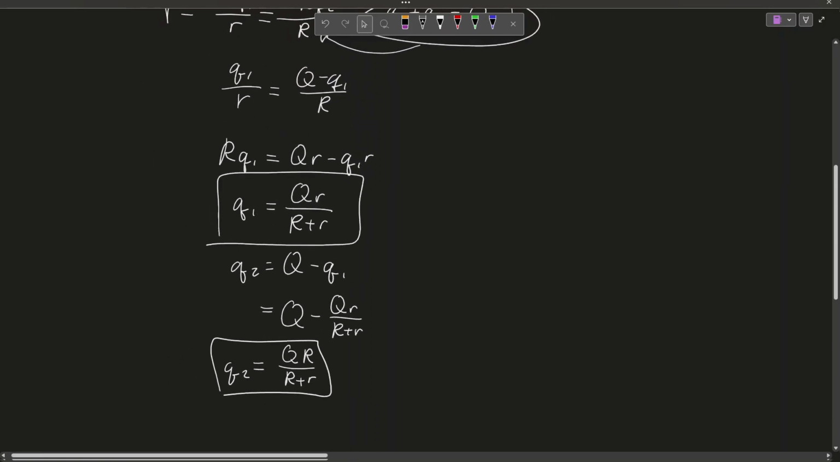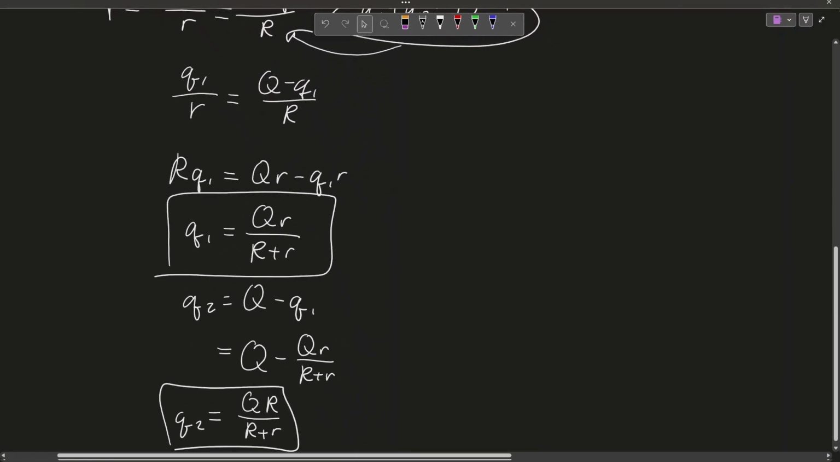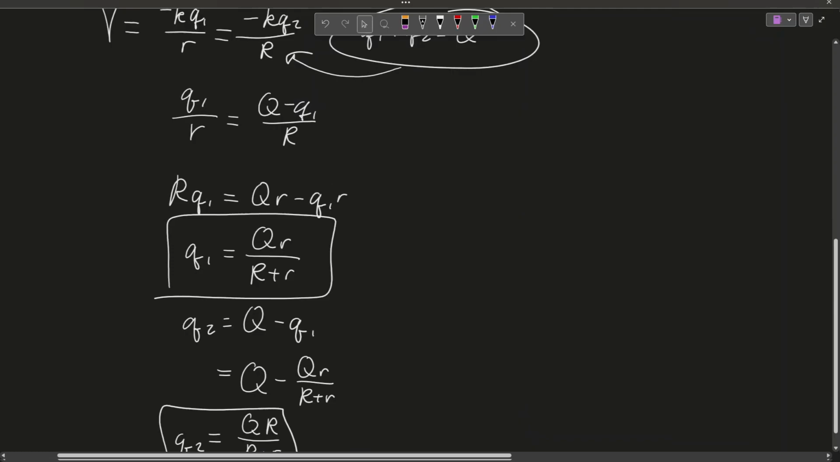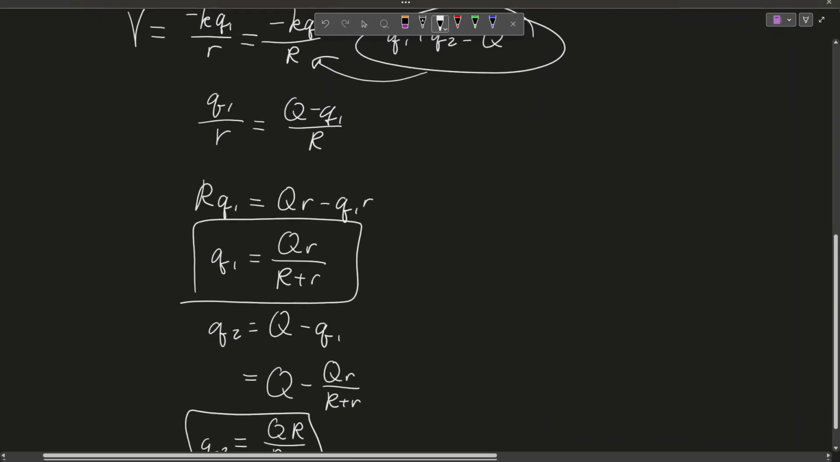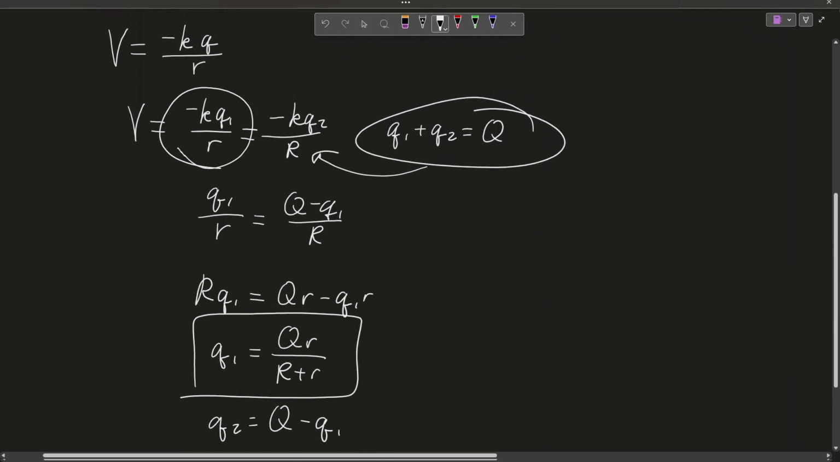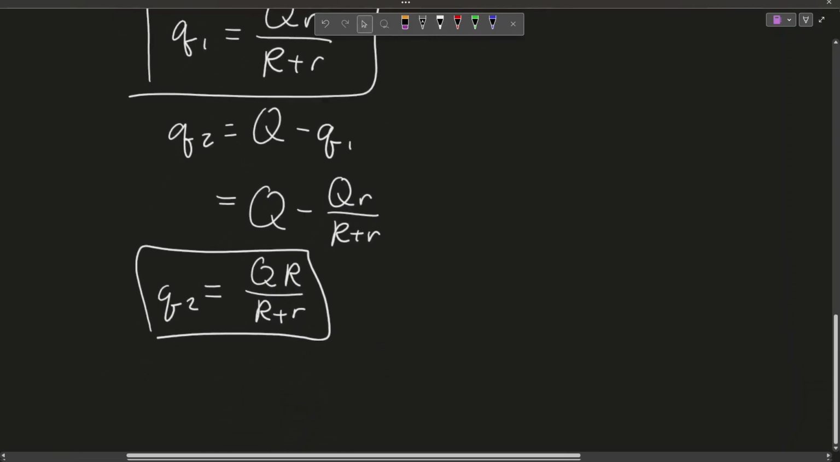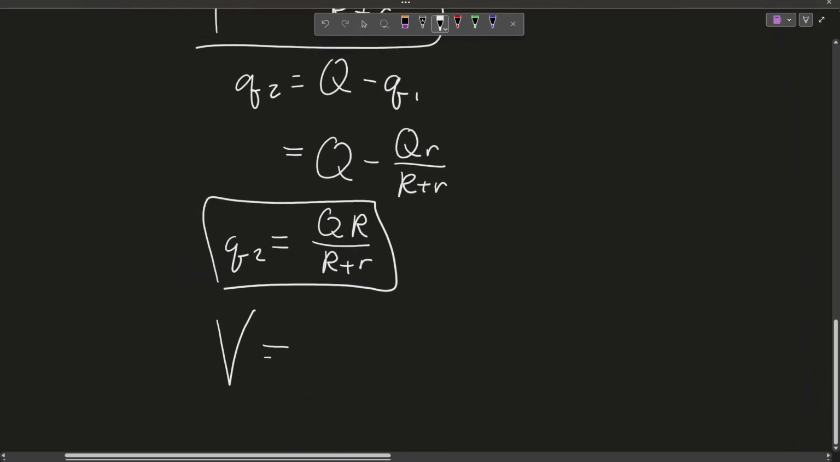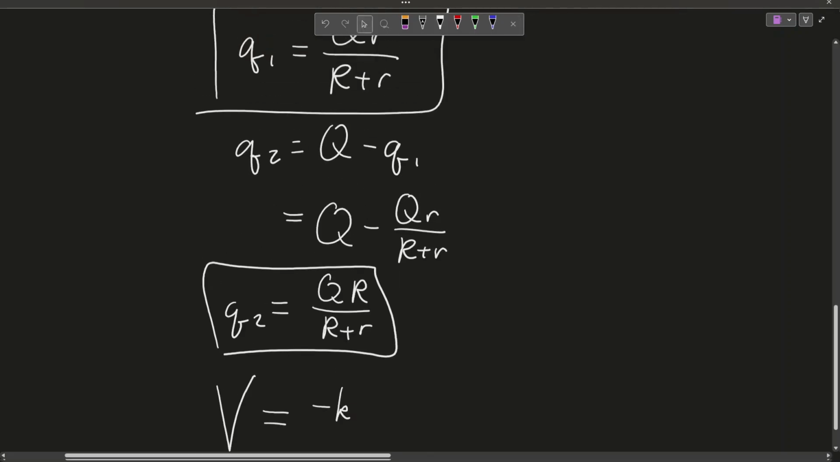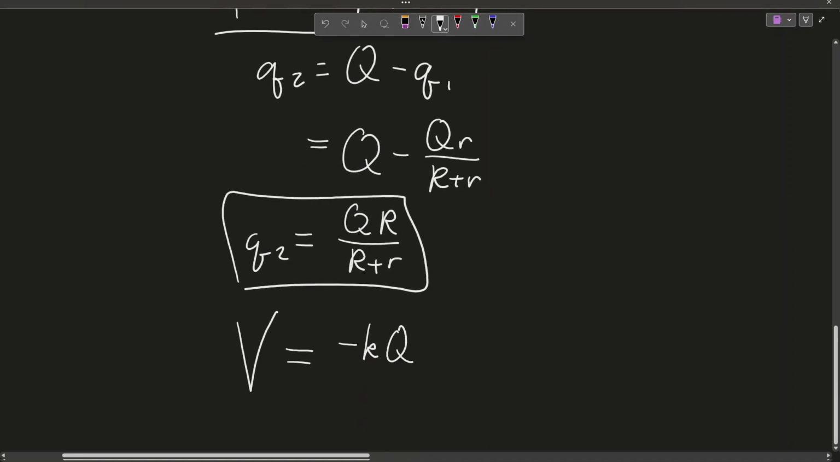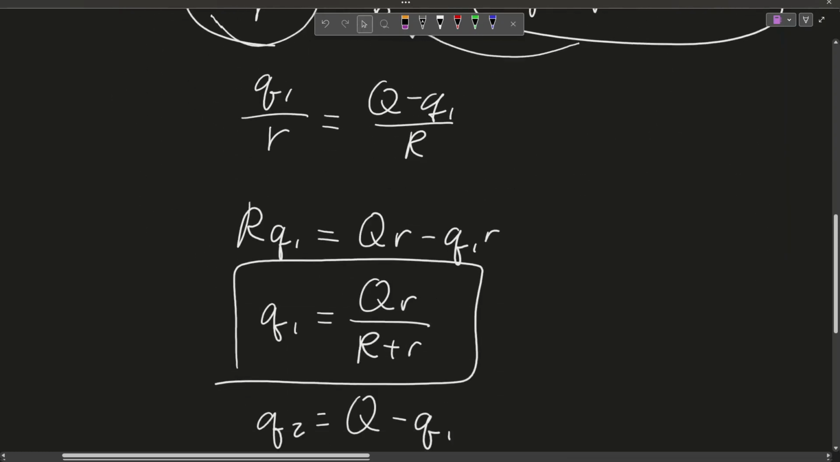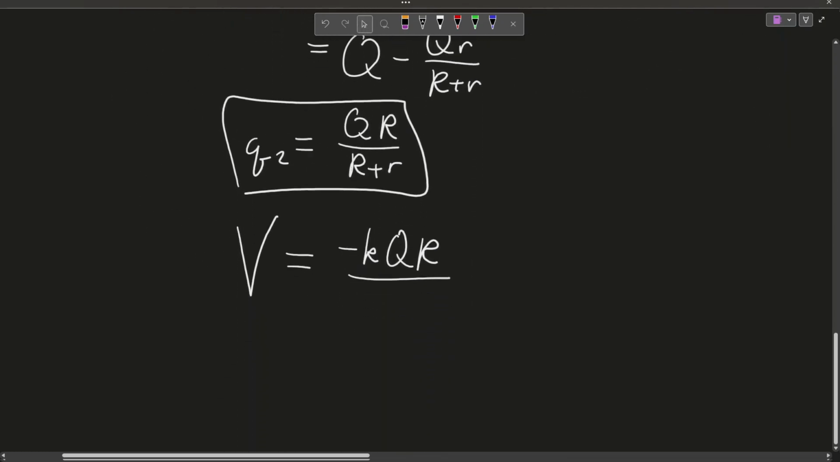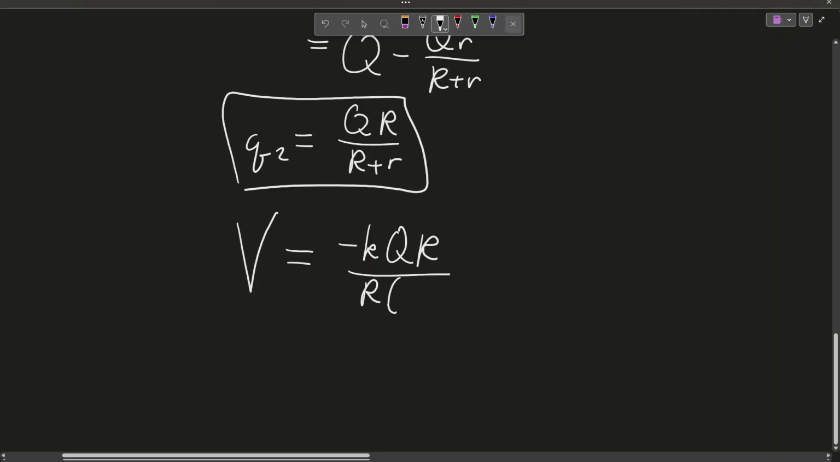The last one that I can think of right now would be the voltage at the surface of this conductor, which we simply find using one of these equations: negative kq over r. So the voltage, we can use either charge, is negative k Q R over (R plus r), and we're using the big R here, so we have to use the big R again for the denominator.